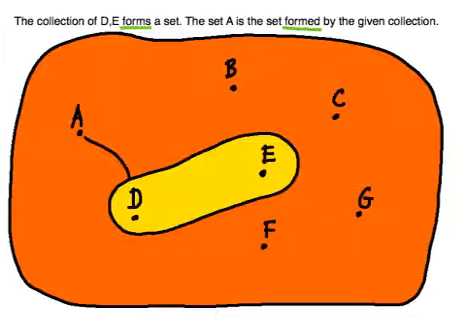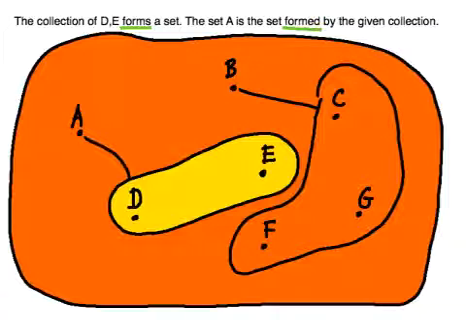So let's look at other examples on the same display. For instance, we could take the set B to consist of C, F, and G as its elements. So then the collection CFG forms a set, and B is the set formed by that collection. So there is a distinction between collections and sets because not every collection is going to form a set.